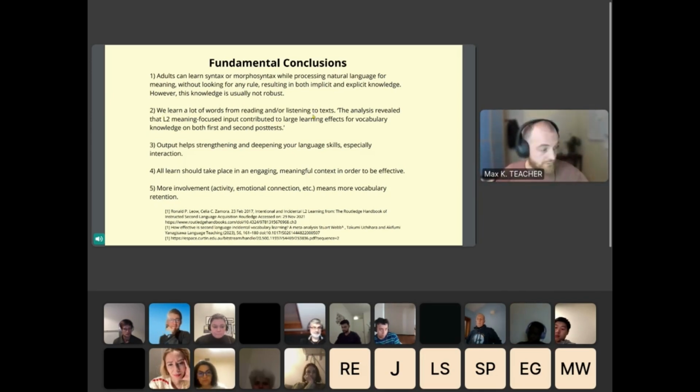Two, we learn a lot of words from reading and or listening. Okay, so these things are very similar, just that this one says you can do everything and this one says you can learn a lot of words. Three, output helps strengthening and deepening your language skills, especially interaction. Four, all learning should take place in an engaging, meaningful context in order to be effective. So things like making word lists or reading super short, boring texts in a textbook, those things are really bad, okay? Then five, more involvement, so activity or emotional connection, means more vocabulary retention. So you learn more words from involvement.